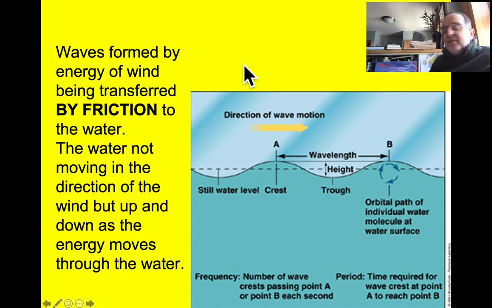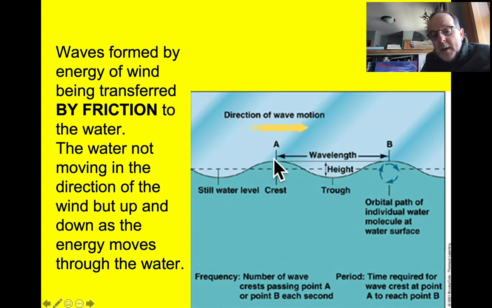Now, what is a wave anywhere on the ocean? Because there are waves in the middle of the ocean, there are waves at the shore, there are waves on lakes, and waves are formed by the energy of the wind being transferred by friction to the water. So the wind is passing over the ocean, and there's friction between that matter in the air and the ocean surface, and that friction generates energy that moves in a circular pattern down into the ocean water or the lake water.